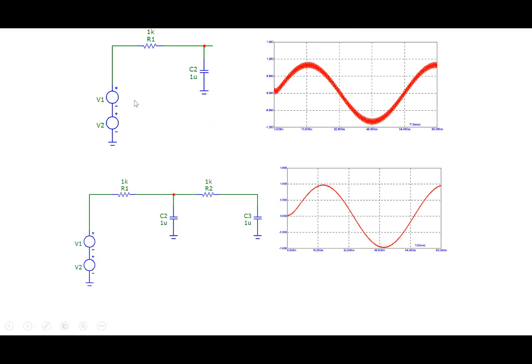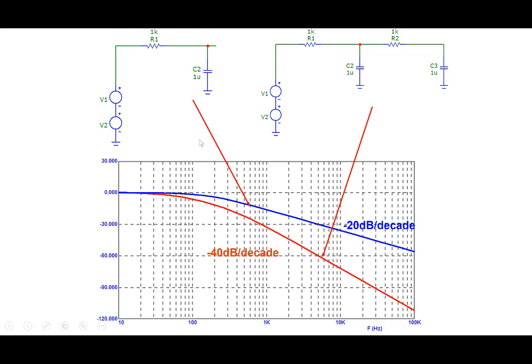So this is what we did here. We took the RC circuit and we added another RC block. So one RC acts as a filter, then we filter it again. Note that this is with one RC circuit, and these are with two RC circuits. Note that the signal becomes much cleaner here. This is the difference between the two circuits.